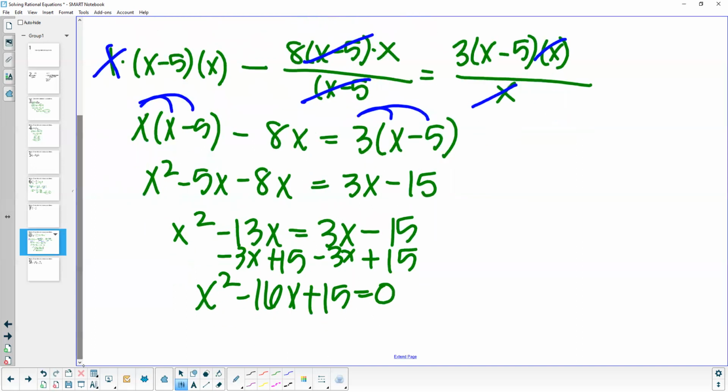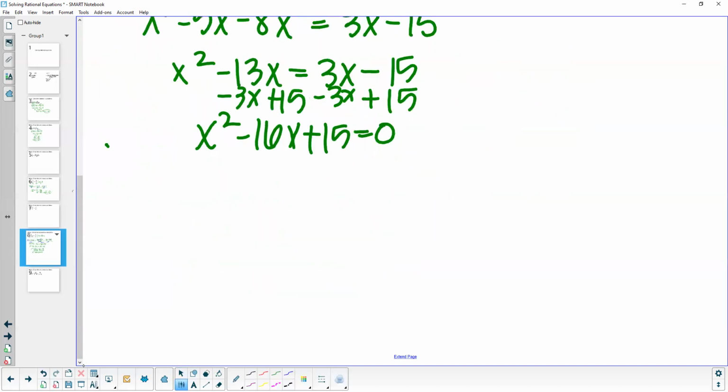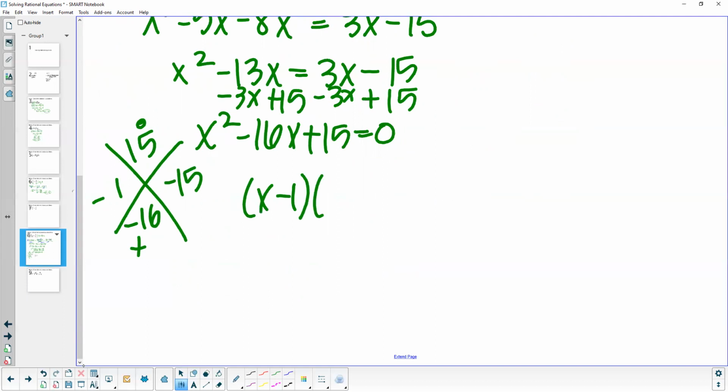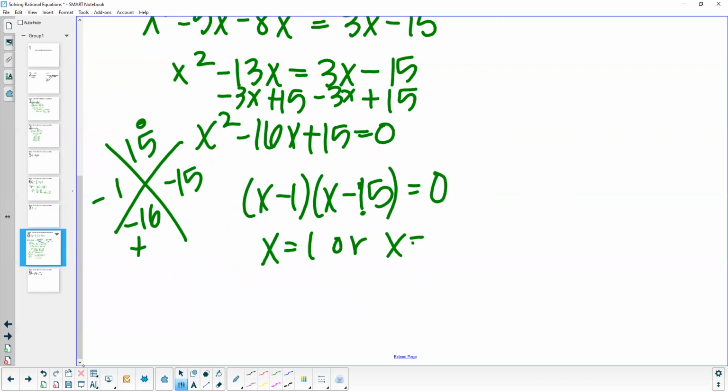Now that we have this, what we want to do is factor it out to figure out what our solutions for x are. So we want two numbers that multiply to 15 and add to negative 16. That'll be negative 1 and negative 15. So we get x minus 1 and x minus 15. Both of those are equal to 0. And so that means that x equals 1 or x can equal 15.